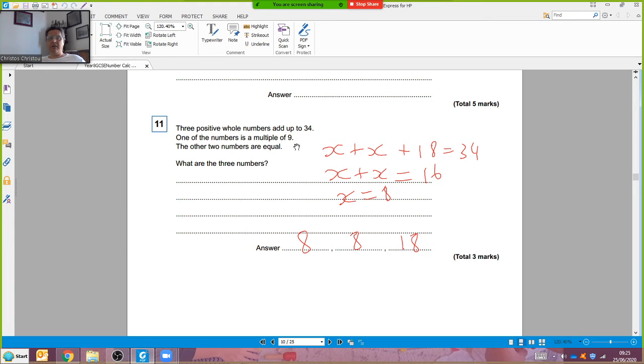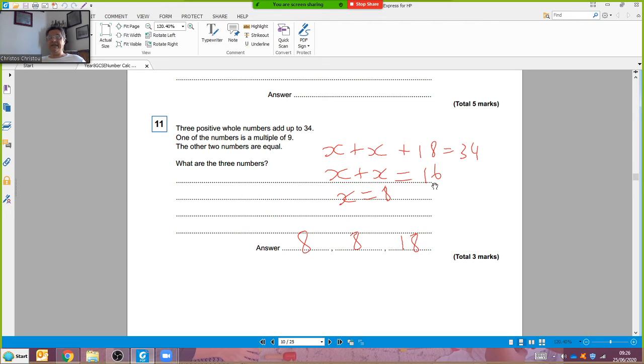So look at my setup. These are the two numbers that are the same, and I called it x. And a multiple of 9 would be plus 9, or plus 18, or plus 27. And by the way, the answers must be positive whole numbers. So I can't have a 9 there, because 34 take away 9 would be how much, Sid? 25? Yeah, and 25 divided by 2 is 12.5. That's not a whole number. So I know 9 didn't work.